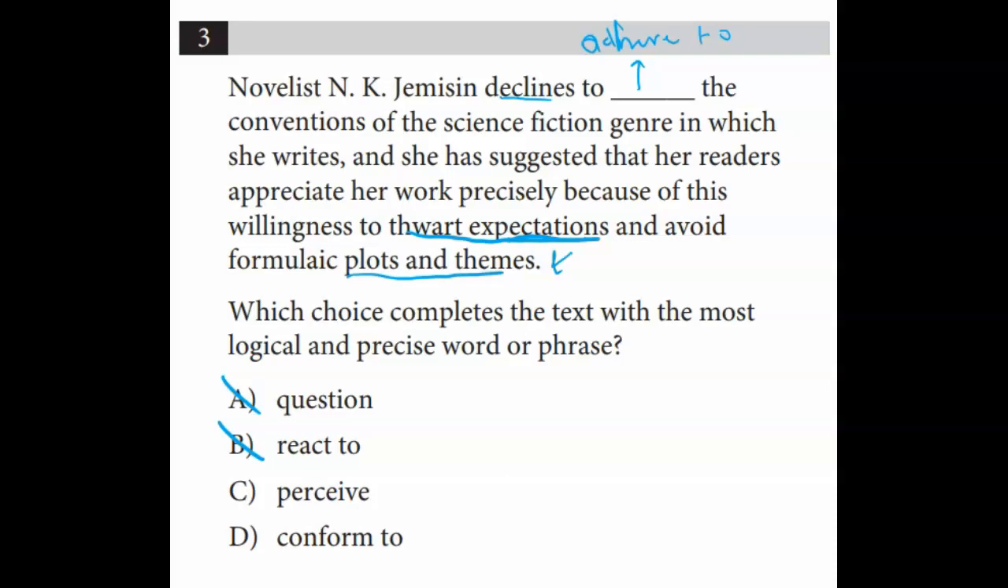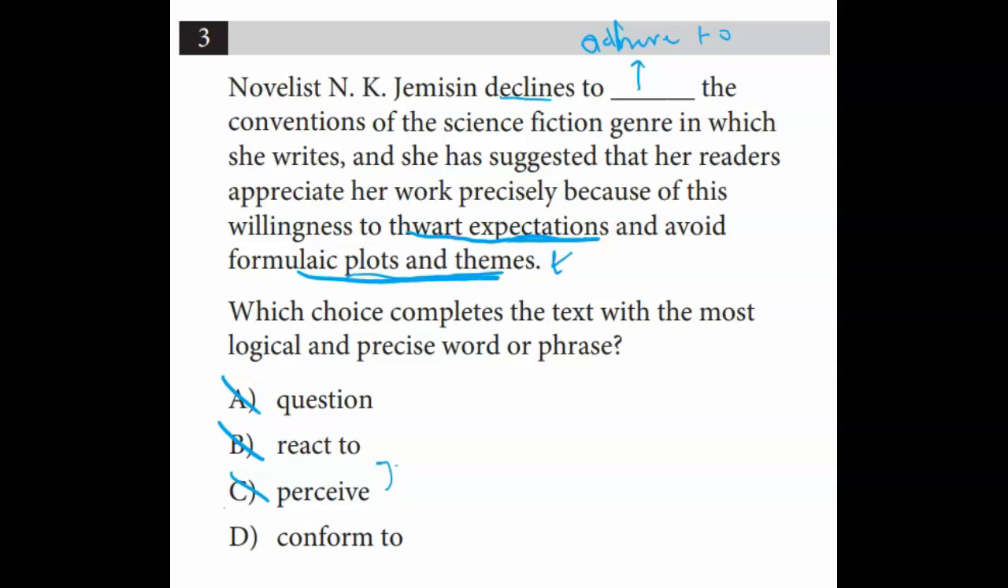She declines to perceive the conventions of the science fiction genre. No. Because once again, that's similar to react to, where it doesn't really imply that she's having an opinion over it. Perceive them. She definitely perceives them. She perceives them as formulaic plots and themes, so C's out.